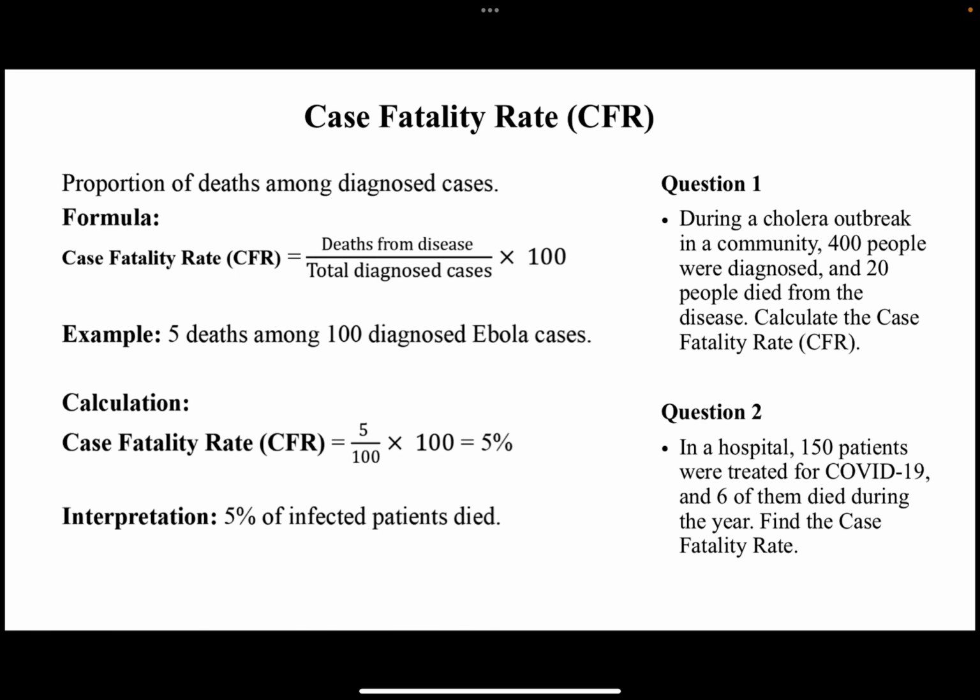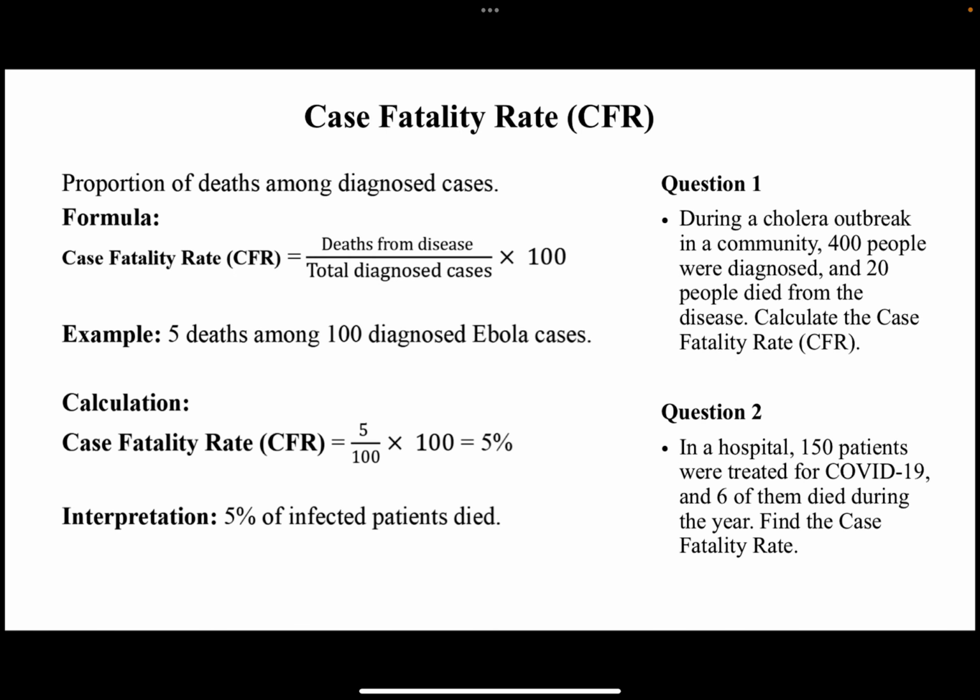Now, the case fatality will let you understand those who were affected, because those who were diagnosed are those who were affected. So the case fatality helps us measure the number of people who are dying among the infected population, not the entire population.